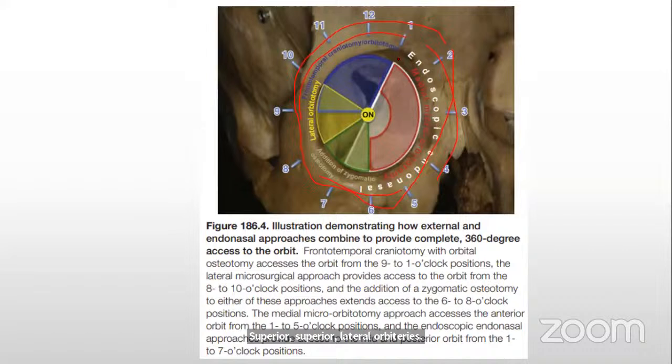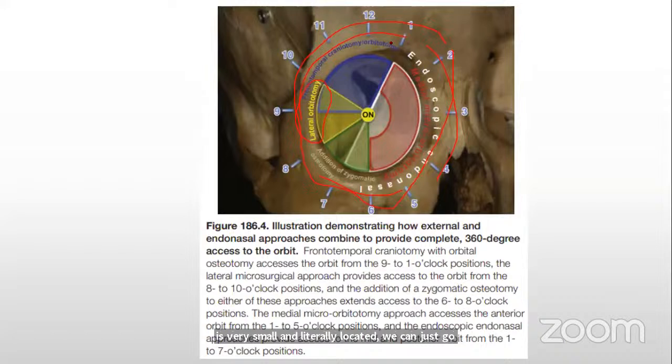So as far as superior lateral orbitotomies are concerned, if the lesion is very extensive and large, we can go through a pterional craniotomy, we can go through the FTOZ approach. If the lesion is very small and laterally located, we can just go through a small lateral orbitotomy.